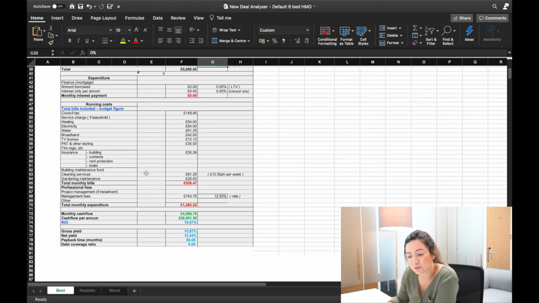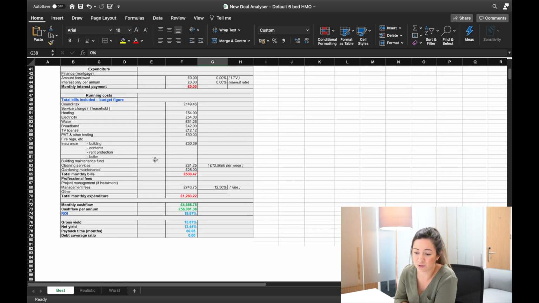Fire regs, insurance. Again, with insurance you can either pay for it monthly or annually. If you do it annually, then just divide it by 12 and put that figure in there.